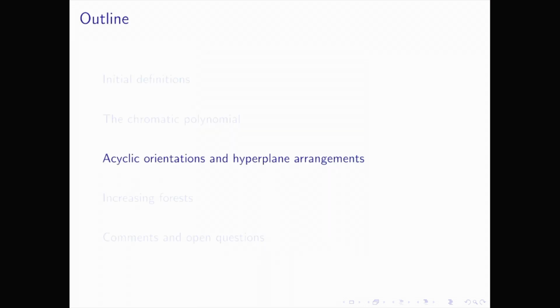Okay, so now, as I've said, I want to give you two examples where the chromatic polynomial comes up in places where you would not expect it to be. We're going to start with acyclic orientations. An orientation of a graph is just a directed graph or digraph, O, which is obtained by essentially taking each edge UV, which you think of as a two-way street, and replacing it by a one-way street going either from U to V or from V to U, and these are called arcs.